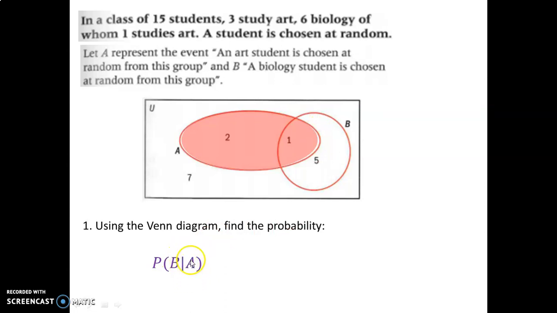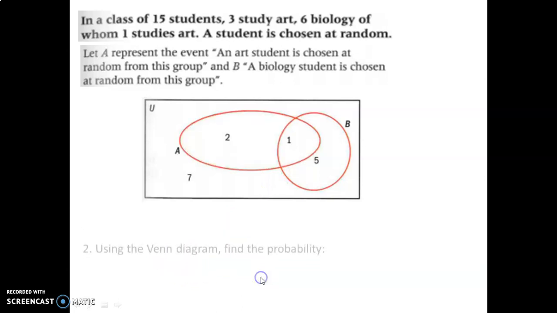And in this case, it says A, so we're going to look at only the A group. And here it says we're looking at the B students out of the A group, right? So the biology students out of the art student group. So here's the art student group. Here's the one student who is in biology and art. So our probability here is 1 out of 3. There is one student who is a biology student in the art group.